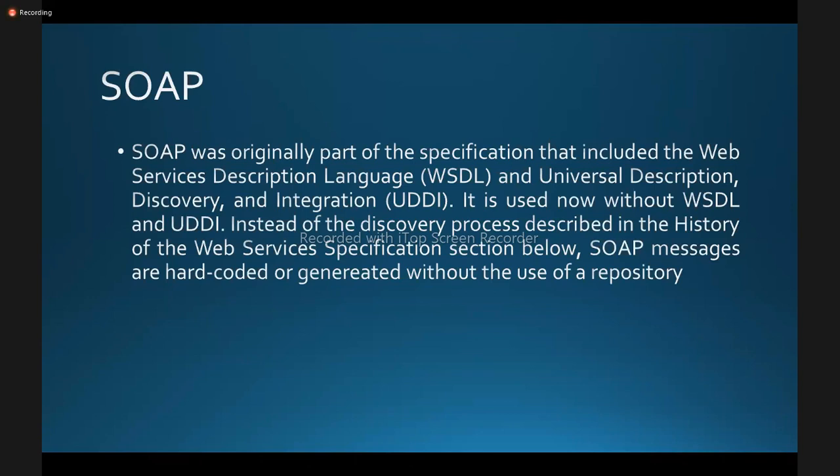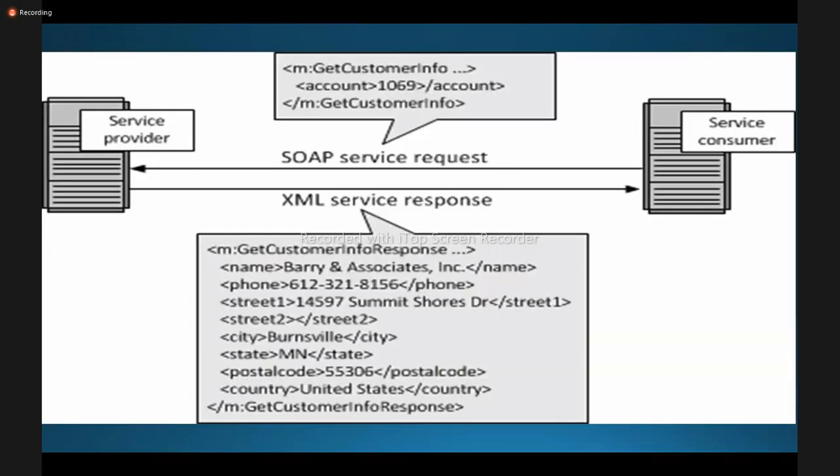WSDL is Web Services Description Language actually. And UDDI, Universal Description, Discovery and Integration. These are the languages used actually. And this is how the consumer and provider will be. That means the service consumer will make an XML request. The service provider will send an XML response. So this is the consumer and this is the provider. The request and response will be in XML format.